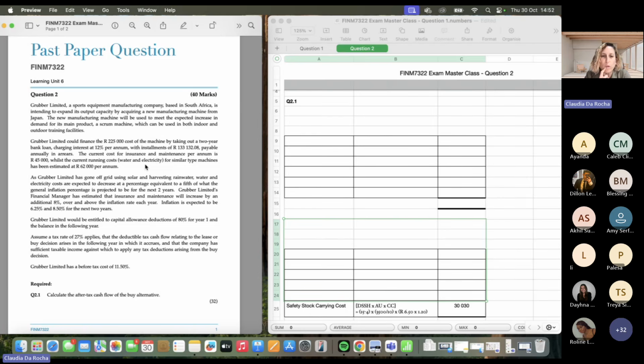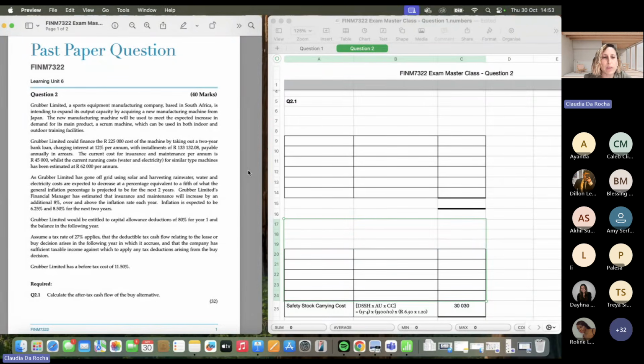As Grubber Limited has gone off-grid using solar and harvesting rainwater, water and electricity costs are expected to decrease at a percentage equivalent to 1/5 of what the general inflation percentage is projected to be for the next 2 years. Okay. So now we have to factor in inflation as well as a reduction. And this is how they can make any cash flow question difficult. We know this from previous learning units, from last semester when we were doing Financial Management 3A. We can factor in inflation and make things tricky. Okay, so that's what they've done here.